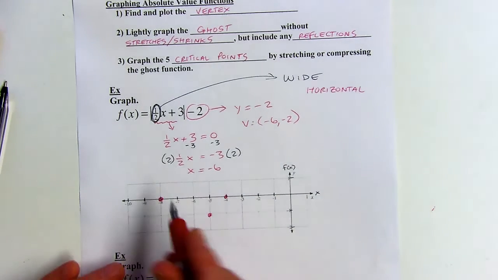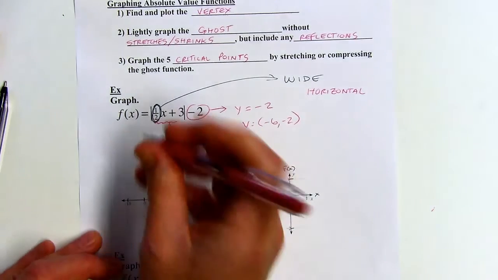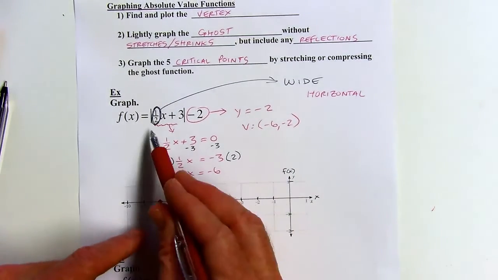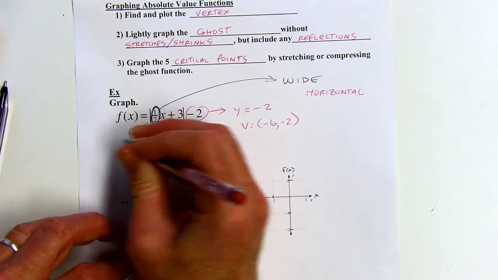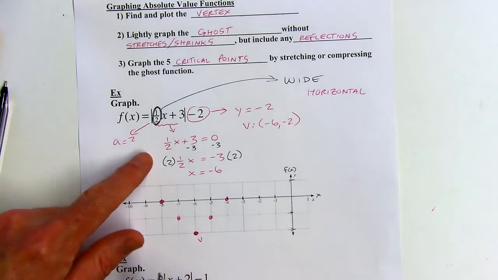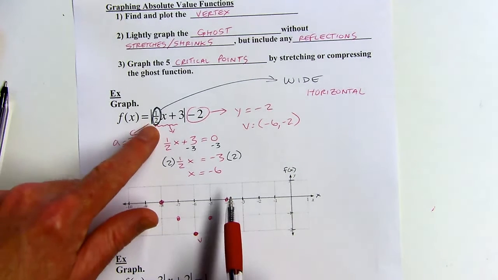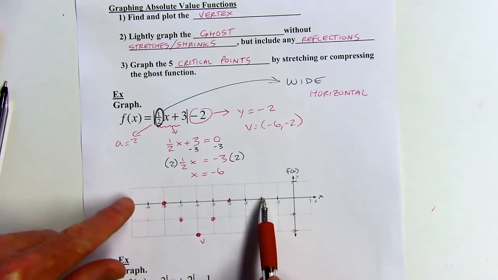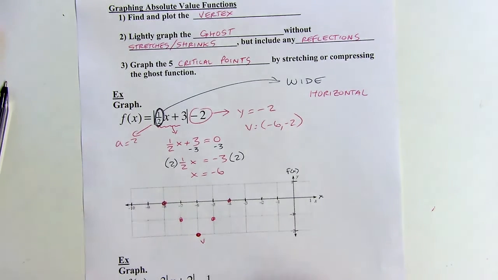And then I'm looking at this and thinking, okay, since this is 1/2, I'm going to actually do my a value is going to be 2. So I'm going to double the width of this. And even if you didn't remember that it's the reciprocal, we know it's going to be wider, and since it's a 1/2, that means it's getting twice as wide. If it was 1/3, it'd get 3 times as wide.